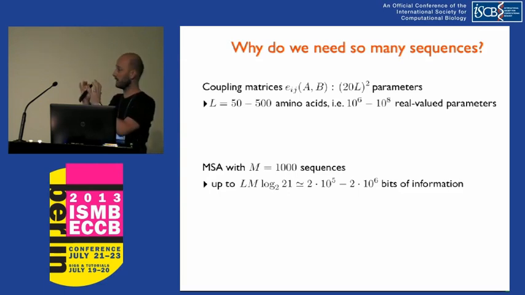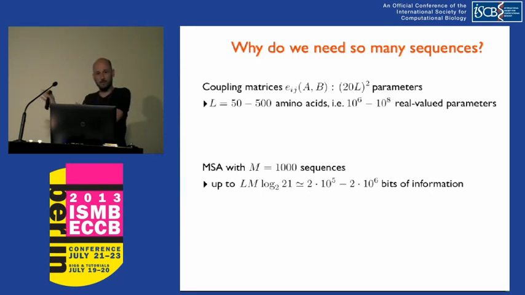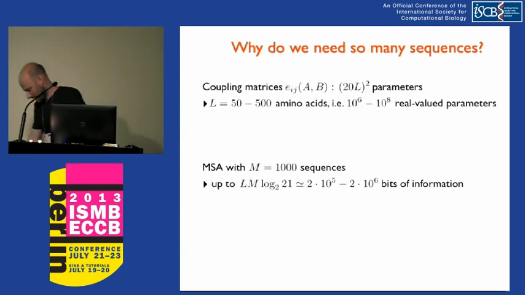Now look at an alignment of the same protein length with just 1,000 sequences. You have L times M times log 2 bits of information maximum, which is 200,000 to 2 million. I fit 100 million parameters with 2 million bits. So why does it work at all? So the question is not why do you need so many sequences, but why can we do with so few sequences, in a sense? But anyway, the idea should be somehow to reduce this number of parameters.